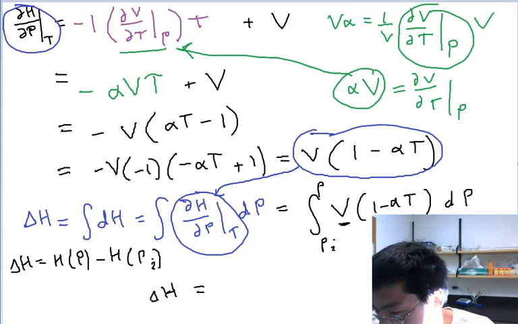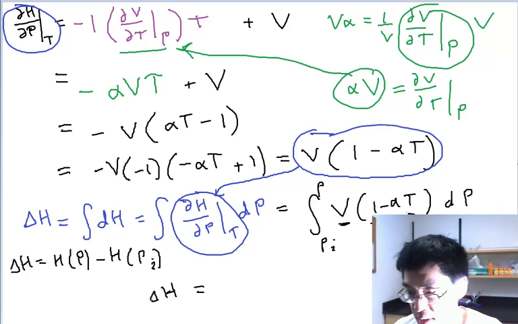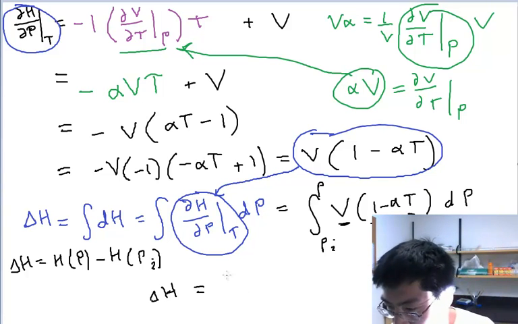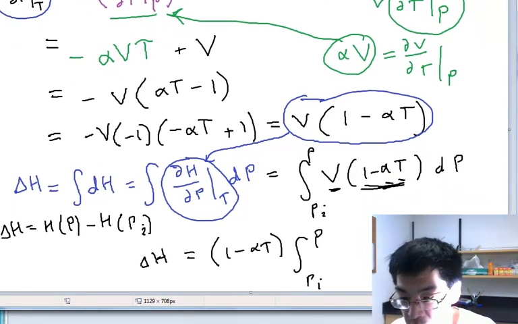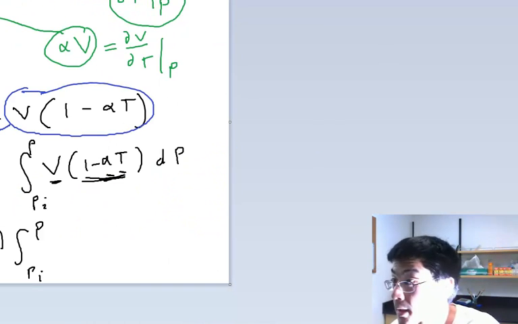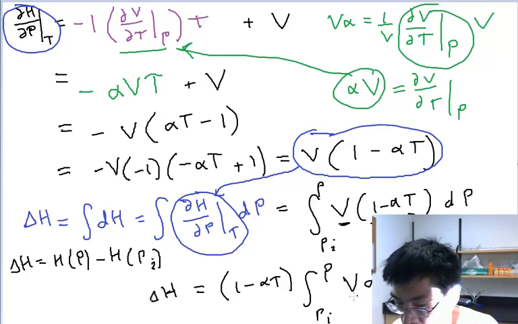Now, 1 minus alpha T, the problem says that alpha and kappa are constant. So alpha is constant. Our problem also says that T is constant. So this whole parenthetical expression leaves the integral. So I'm going to put it out here. 1 minus alpha T integral Pi to P. Can you see this? Am I getting off the page? All right. Oops. Sorry about that.